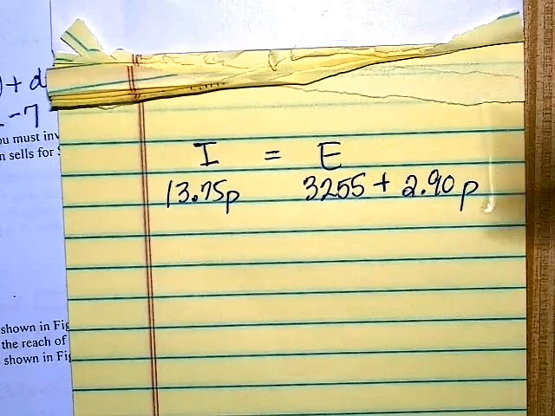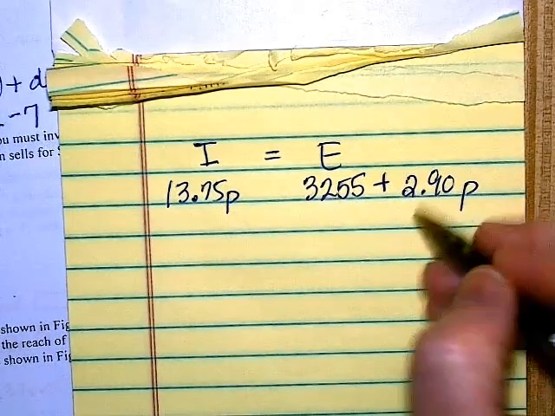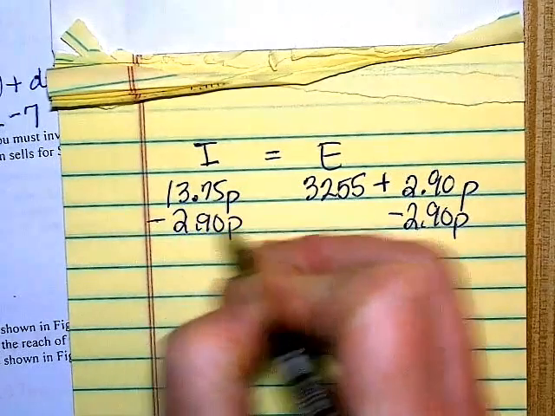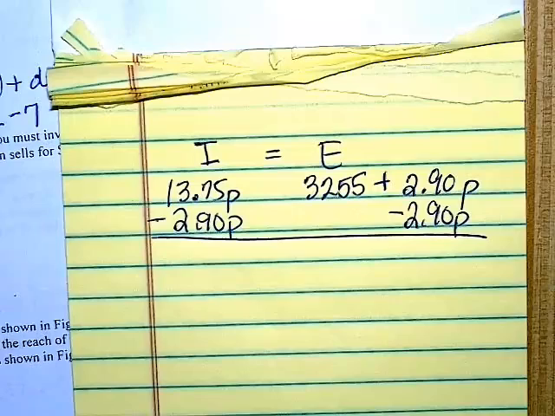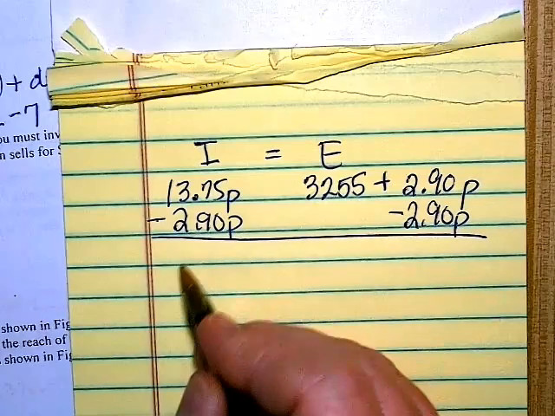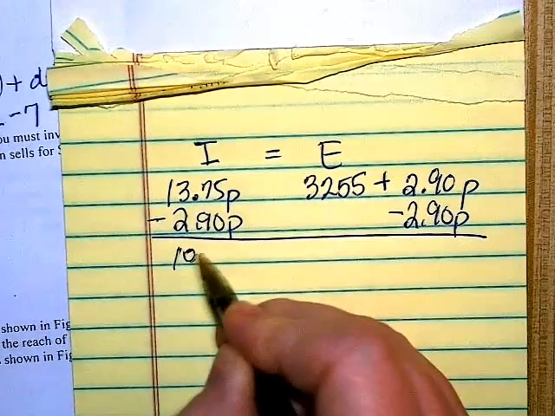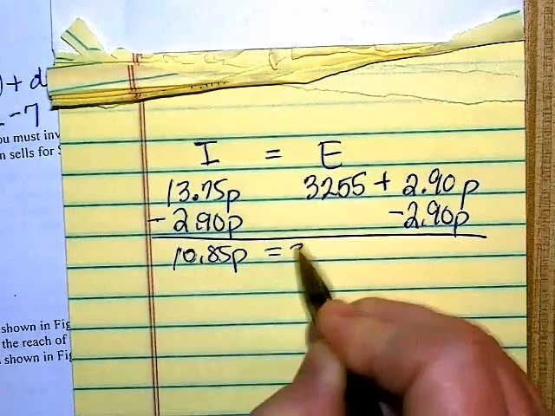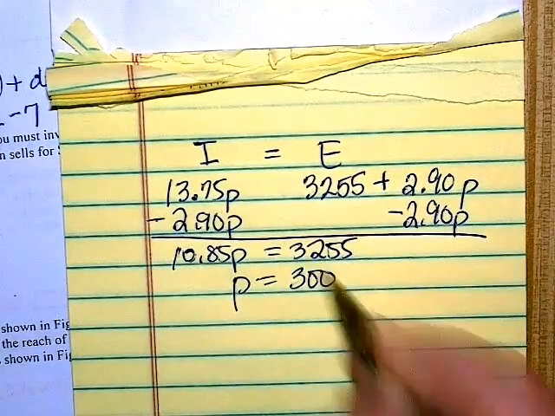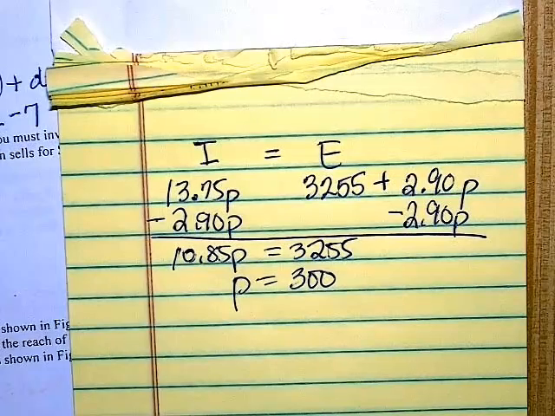We are taking money in by selling it. Subtract 290p from each side. What's that give you? $10.85. Divide. And P is 300. Questions on that one?